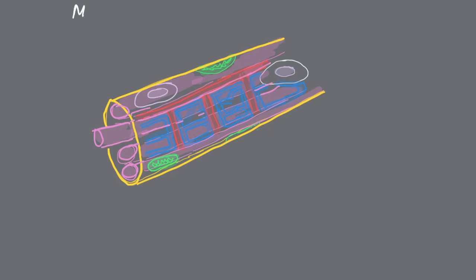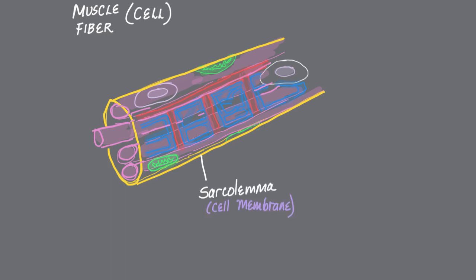The function of this cell is to contract and relax. So the muscle fiber is highly modified from a regular cell. So let's take a look at some of these modifications. Let's start with the cell membrane. The cell membrane of a muscle fiber is called the sarcolemma. Sarcos means flesh and lemma means peel or outer covering.